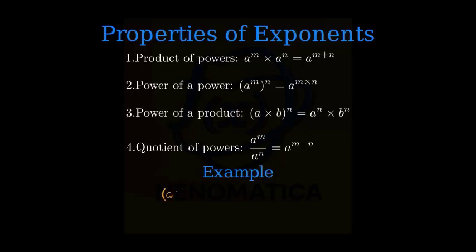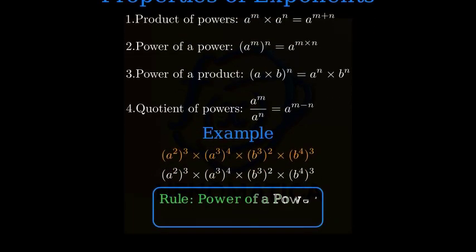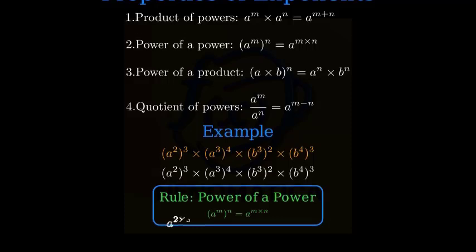We need to simplify the expression (a squared) cubed times (a cubed) to the 4th power times (b cubed) squared times (b to the 4th) cubed. Let's analyze this step by step. First, let's apply the power of a power property, which states that when we have a power raised to another power, we multiply the exponents. Let's apply this to each term.